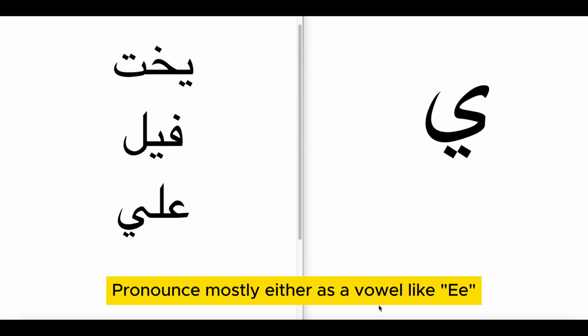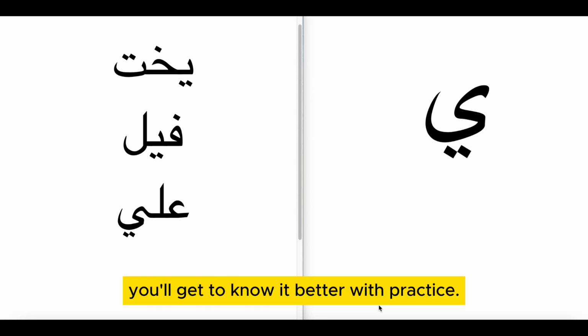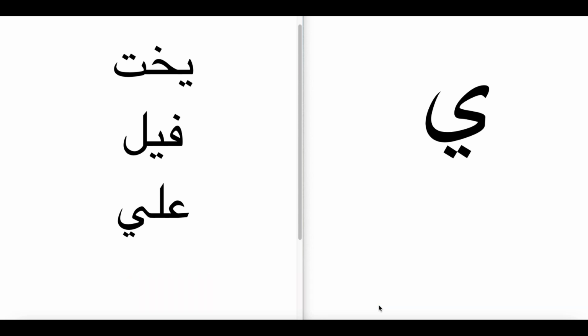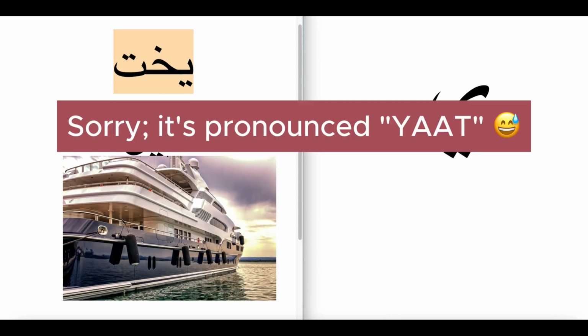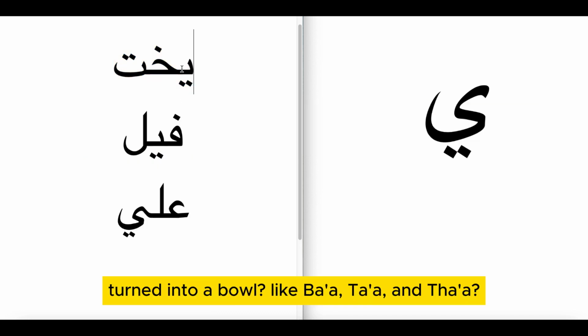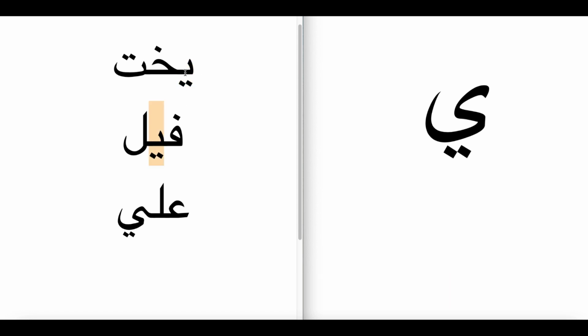Pronounced mostly either as a vowel, like E, or like a ya, as in yeah. Again, like wow, you'll get to know it better with practice. Let's see the examples. Yacht, which means yacht. Sweet and simple. See how ya turned into a bowl, like ba, ta, and tha? This is how it looks at the beginning and in the middle of the word.